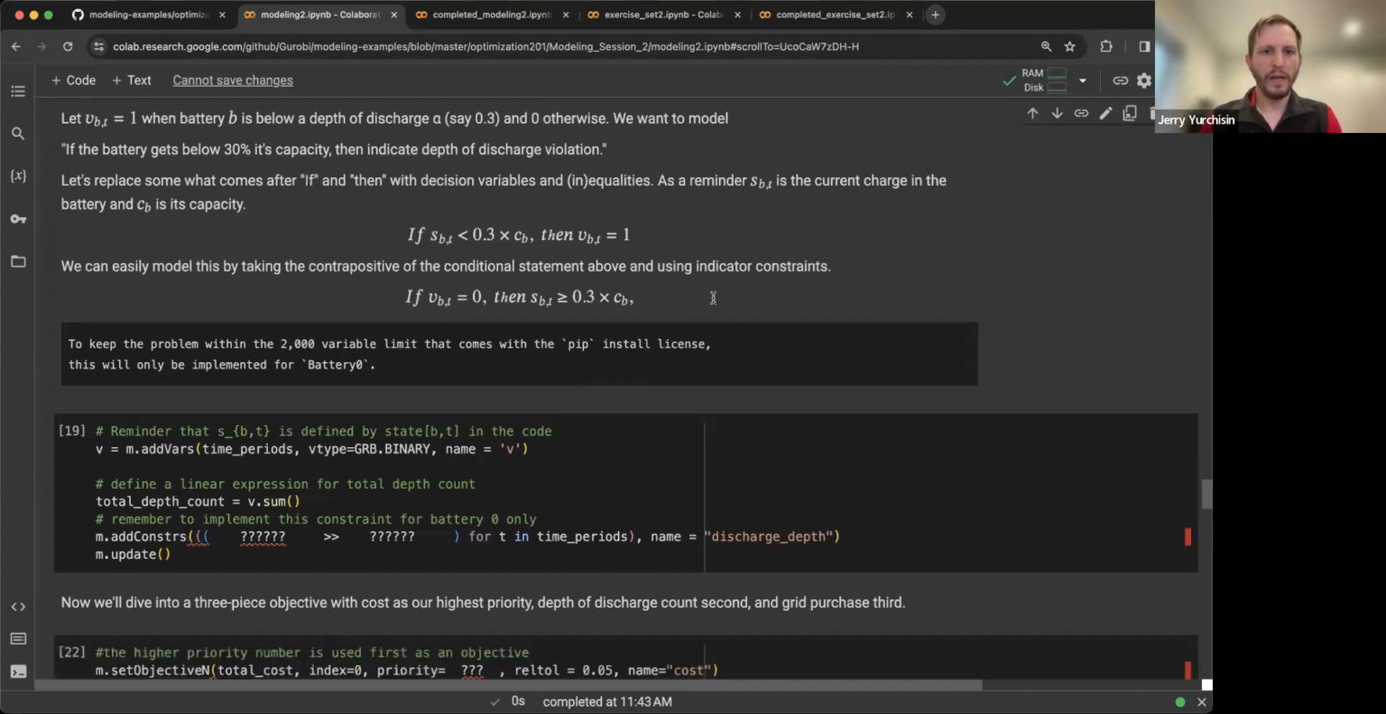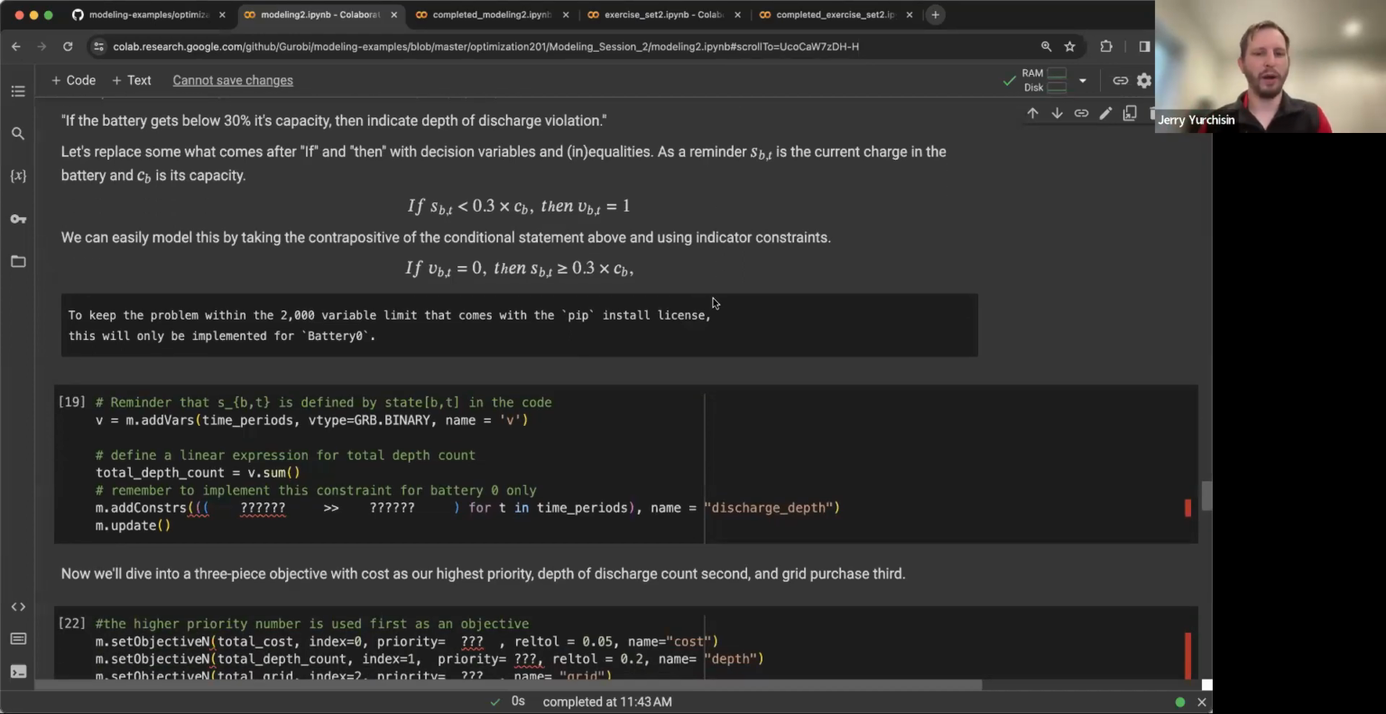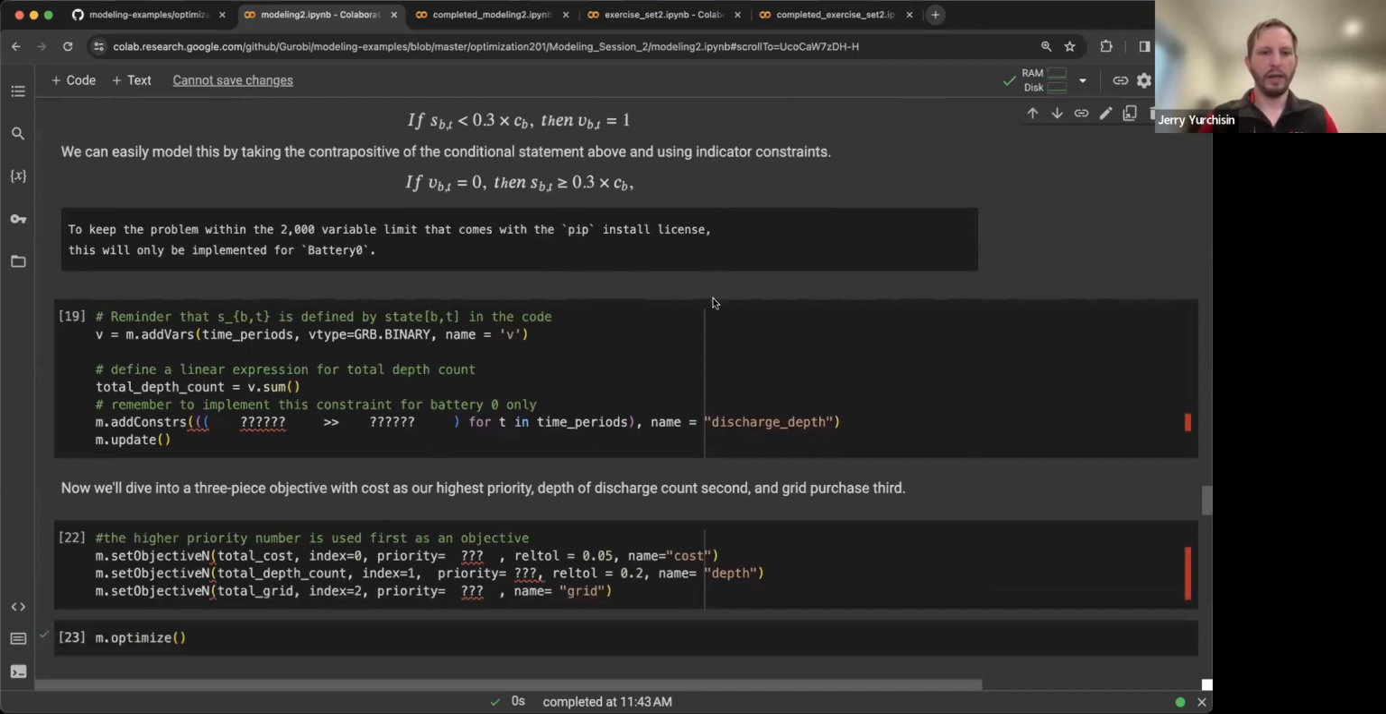Now here's where we run into a little bit of a problem in terms of doing this in Colab without licenses and just using the pip install. If we were to consider both batteries, we would go over the 2000 variable limit. So for this next bit, we're only going to worry about battery 0. It would make a lot of sense to do it for all batteries included in a problem, but since we run into this limitation, we need to make do. So we're just going to consider this for battery 0.